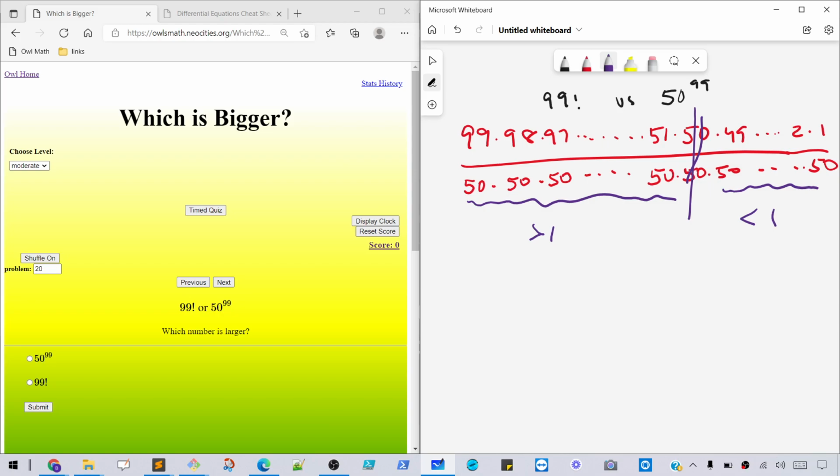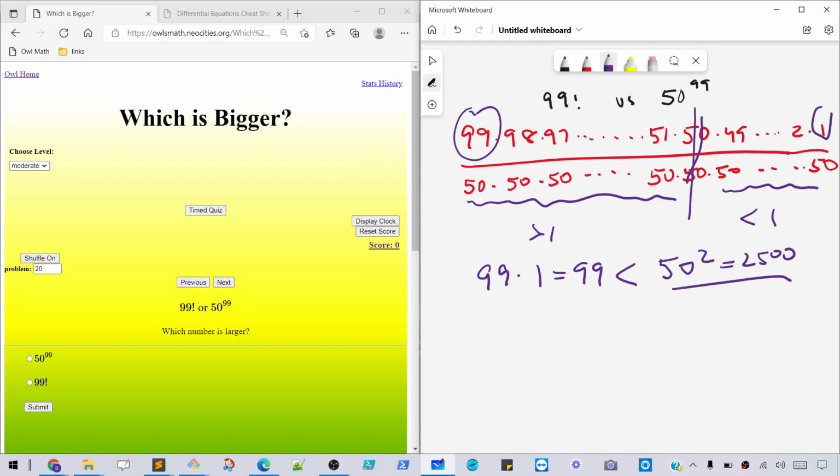So the key takeaway is to look at it in terms of pairs. Let's break out 99 and 1. 99 times 1 is 99, which is less than 50 squared, which is 2,500. So just looking at the first term and the last term, the 50s clearly win. 2,500 is way larger than 99. Then for the second, we compare 98 and 2. 98 times 2 is 196. But every one of these pairs compared to a 50 pair is the same: it's always going to be 50 squared.